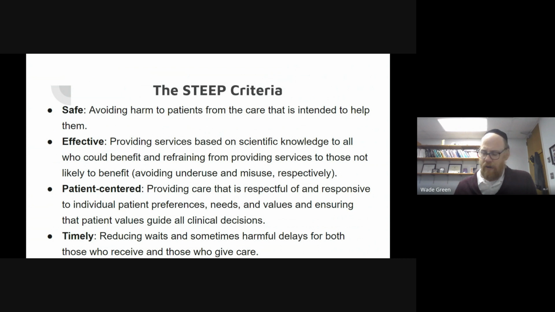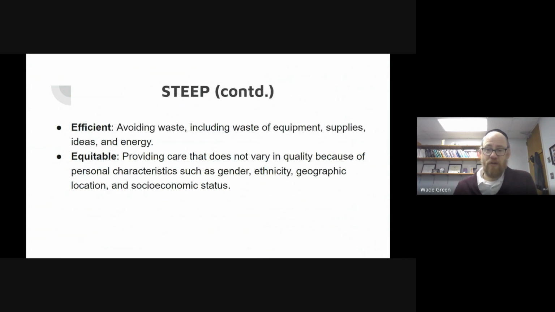Care should be efficient. We should avoid wasting equipment, supplies, ideas, and energy. Efficient care is very, very important, particularly in a clinic environment when we talk about throughput and things like that. And I think this goes without saying, guys, our care should be equitable.